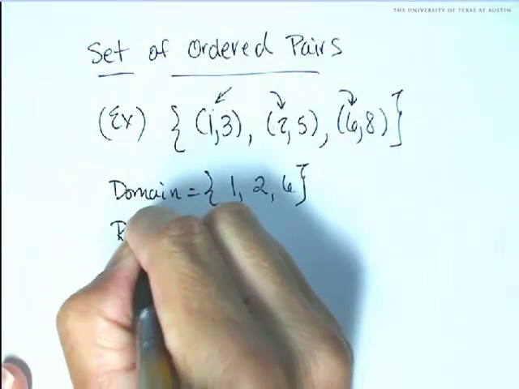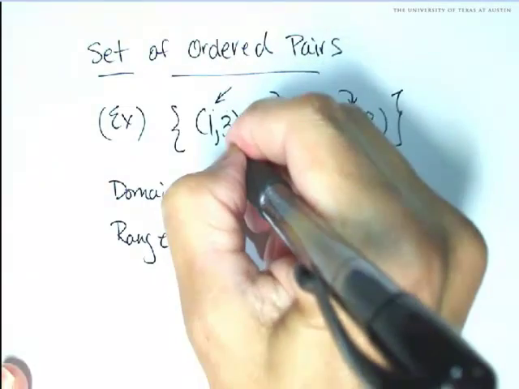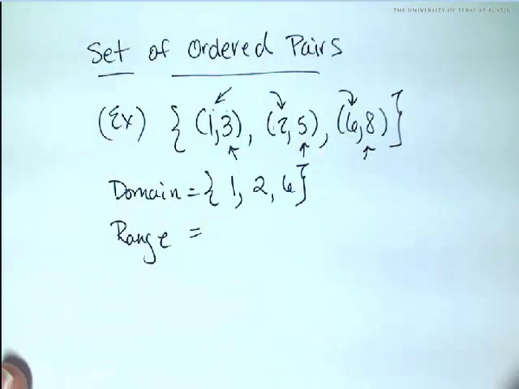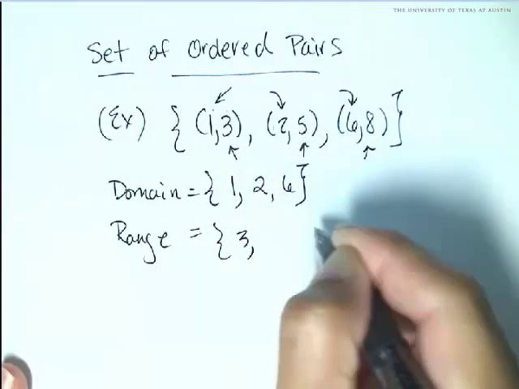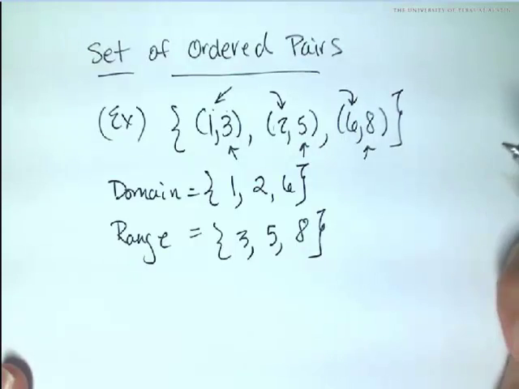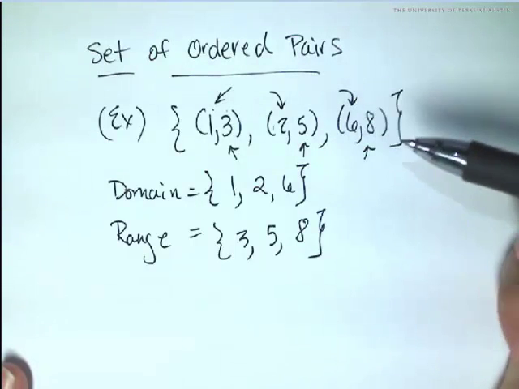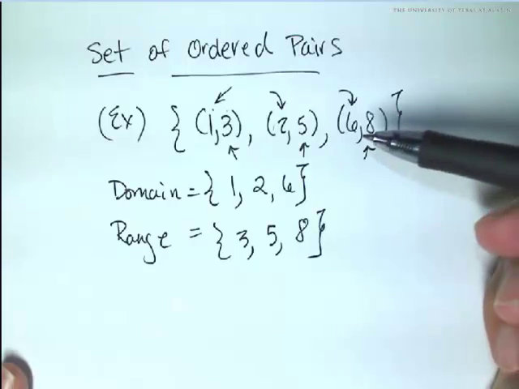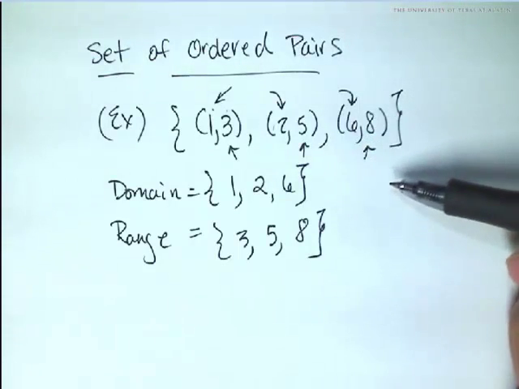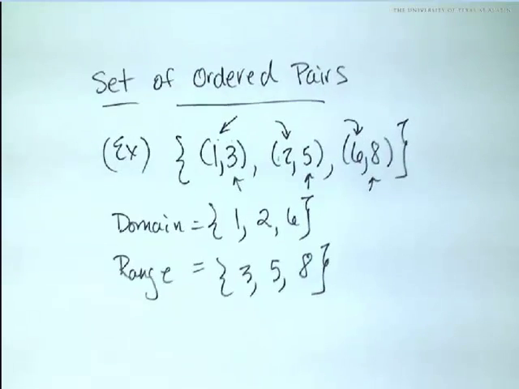Now the range is the set of output. And remember, the output, given a set of ordered pairs, is the set of all second coordinates. So in this case, 3, 5, and 8. Okay? So again, if you're given a set of ordered pairs, the domain will be the set of all first coordinates, and the range will be the set of all second coordinates. Let's look at an infinite set and see how we can answer that question.